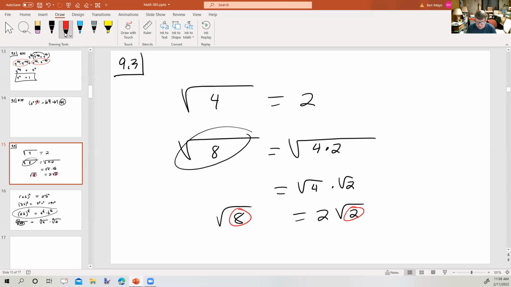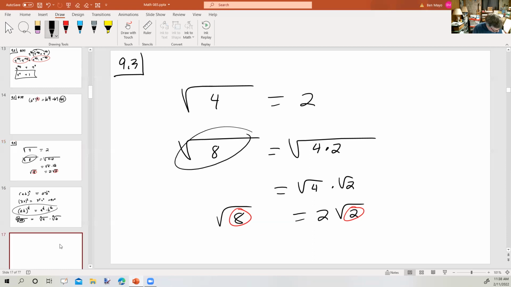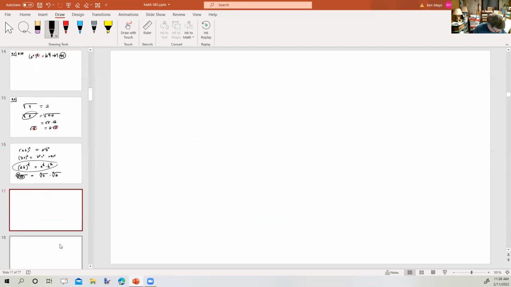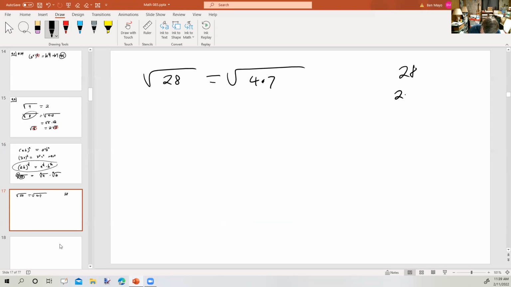Any questions about this example? All right, let's continue. Simplify the expression, the square root of 28. What I'm looking for are perfect square factors of 28. Sometimes they're obvious, sometimes they're not obvious. If it's not obvious, what you could do is the prime factorization of the number and say, oh, there's a square plus leftovers.